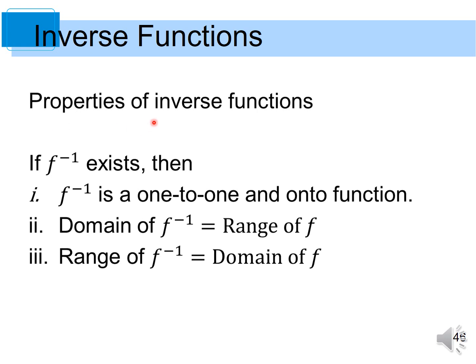The properties of the inverse function. If the inverse function exists, then the inverse function is a one-to-one and onto function. The domain of the inverse function must be the same as the range of the original function. And the range of the inverse function must be the same as the domain of the original function.